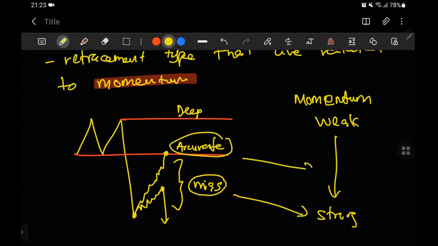which means the momentum is kind of moderate, and we are expecting the setup to go with momentum over there. And if it fails over here, we're gonna wait for our entry at this deep area. At the deep area, we know the momentum is a bit weak.